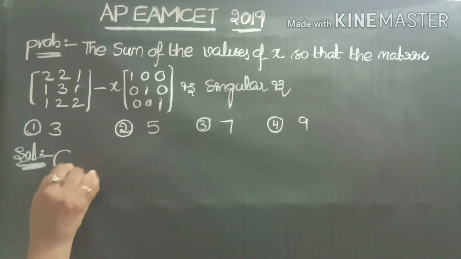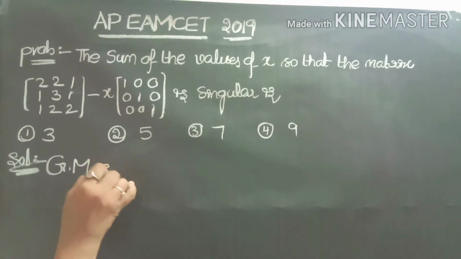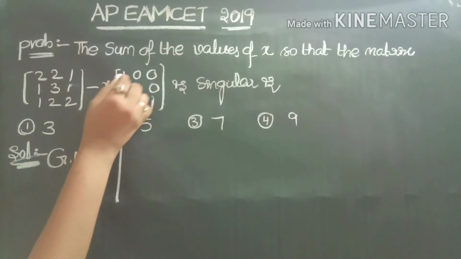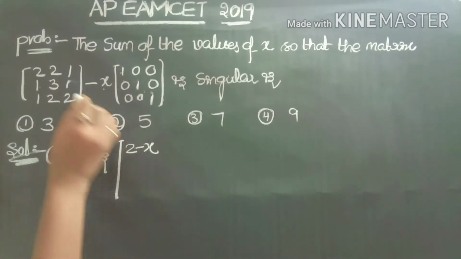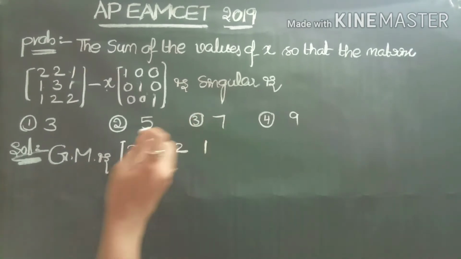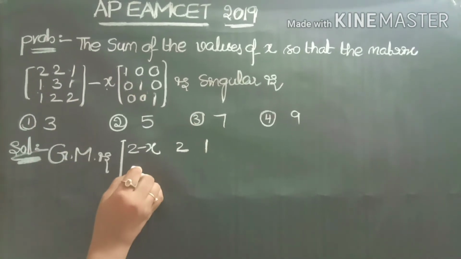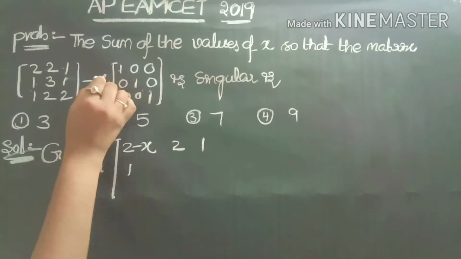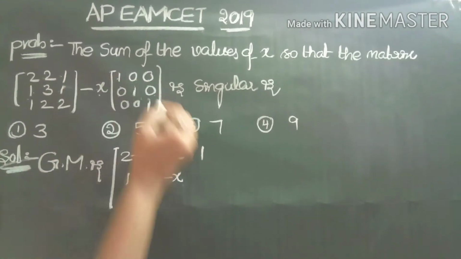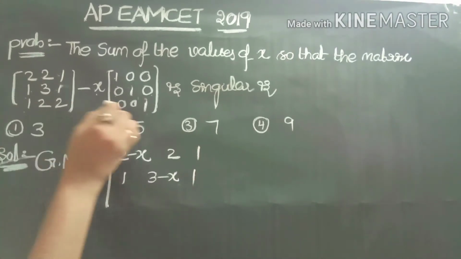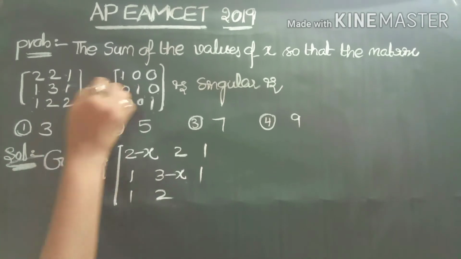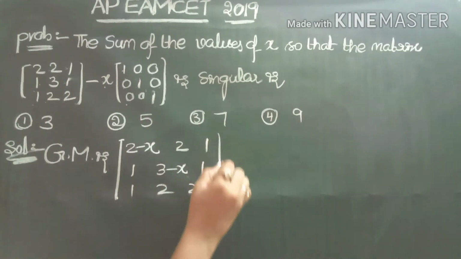So first we take the given matrix here. First matrix minus second matrix, we take the single matrix here. 2 minus x into 1, first value 2 minus x. Next value 2 minus 0, that is 2. Next value 1 minus 0, that is 1. And next value 1 minus 0, that is 1. Next value 3 minus x into 1, that is 3 minus x. And next value 1 minus x into 0, 1 minus 0, 1. And next value 1 minus x into 0, 1. 2 minus x into 0, 2. 2 minus x. Now this is the given matrix.